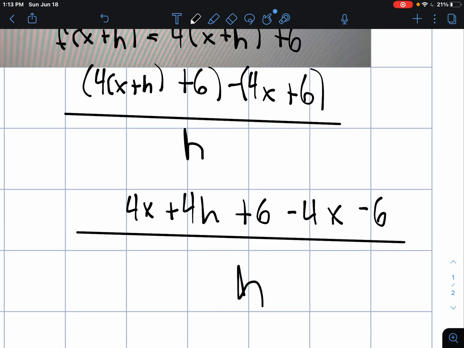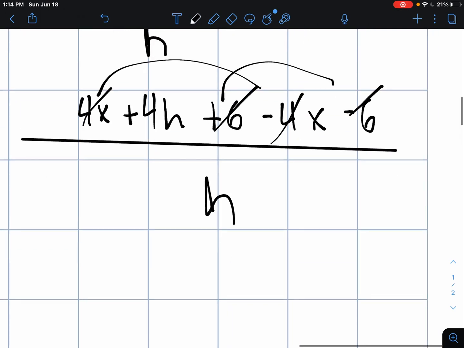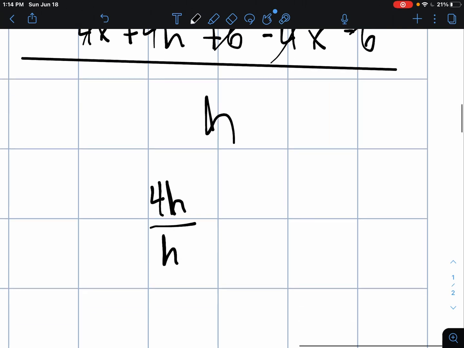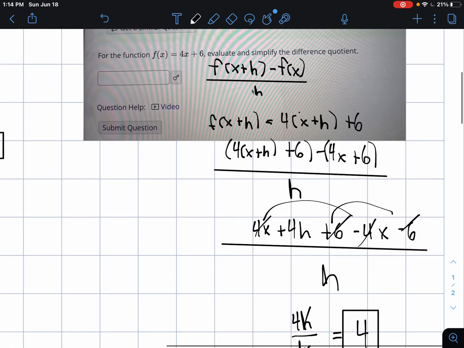So let's combine like terms. 4x minus 4x, those cancel out. 6 minus 6, those cancel out. So then we're left with 4h over h, and the h's cancel out, and our final answer is 4. And that is how you solve the difference quotient. So thank you for watching.